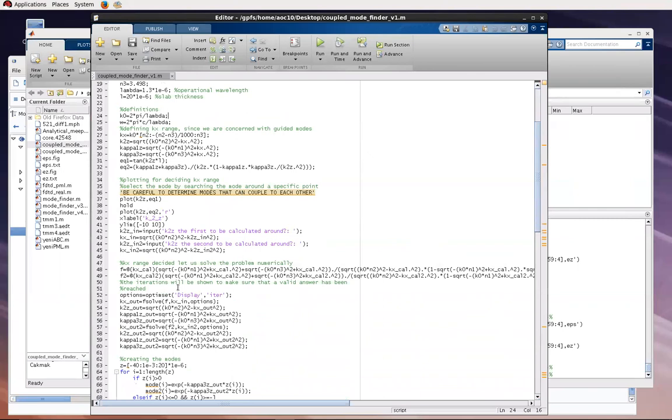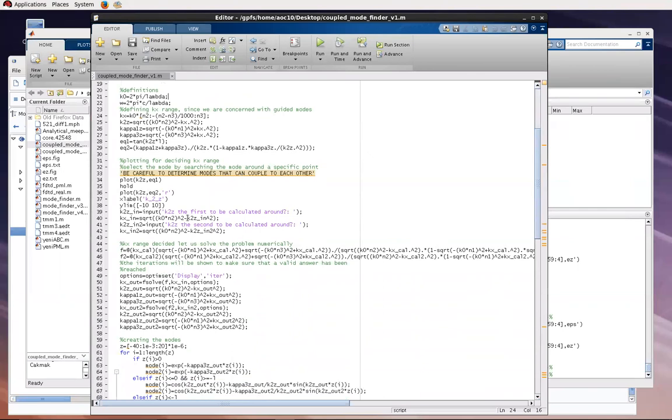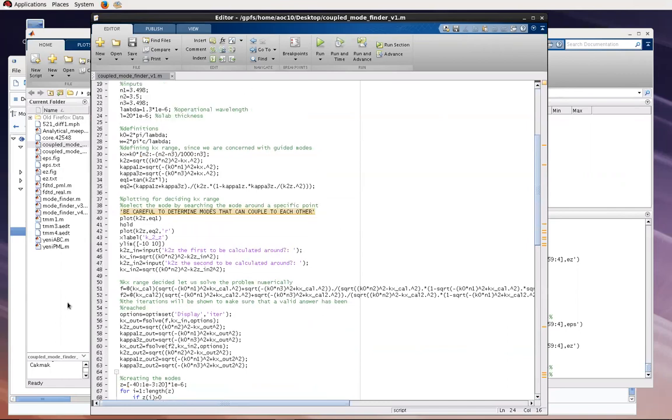And then, as this problem is trying to determine, we need to get a coupling from one mode to the other one. In this case, we're going to investigate the coupling from the 0th order for the TE modes to the 2nd order for the TE modes. All right, so let's start, and go back to this code again.